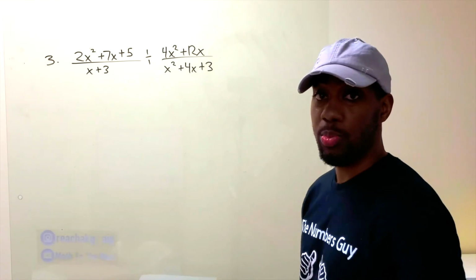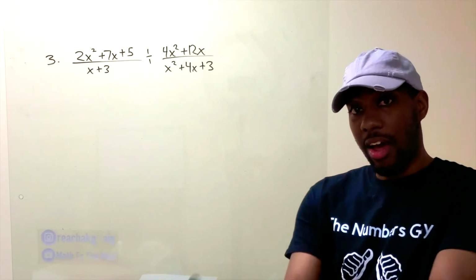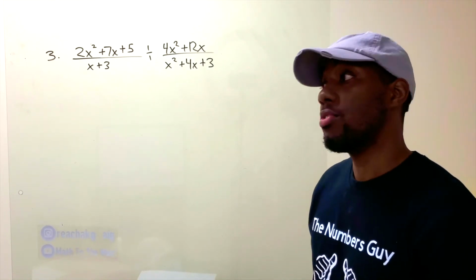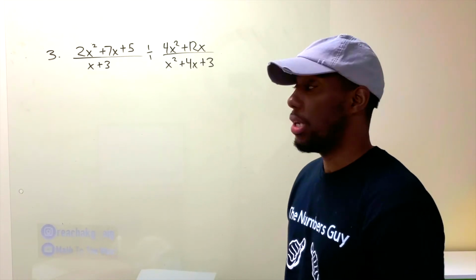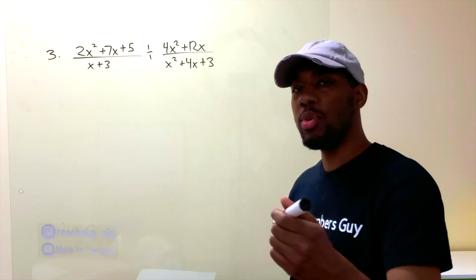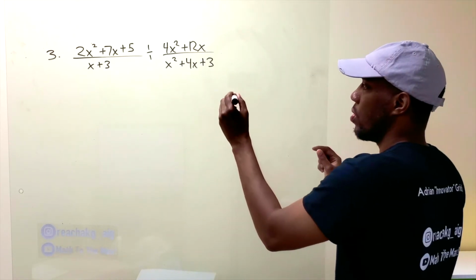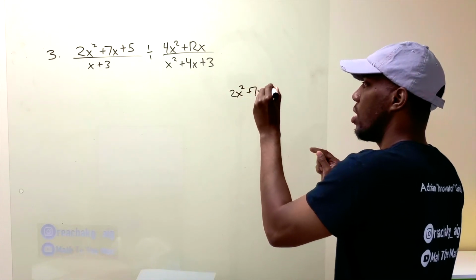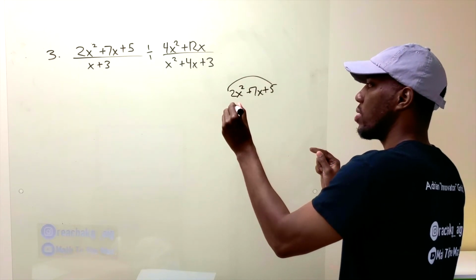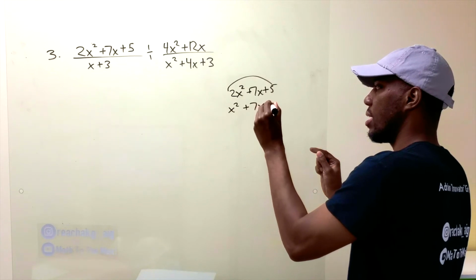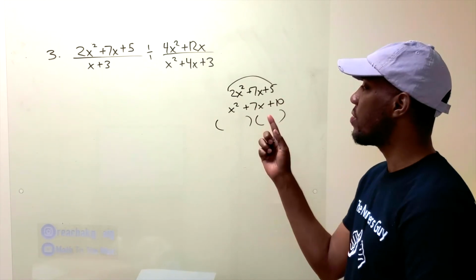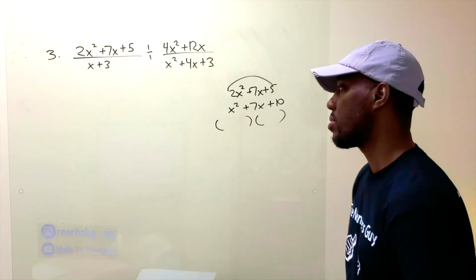All right, our last problem. 3 strikes and we're out of here. So you need to factor this. Is this factorable? Yes, that's a quadratic slip and slide. I'm going to do this to the side, just as a review. So 2x squared plus 7x plus 5. You slip over here, so x squared plus 7x plus 10. Can I find two numbers that multiply to give us 10, but add to give us 7? Yes.